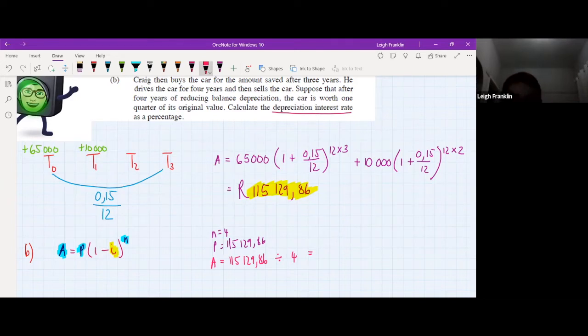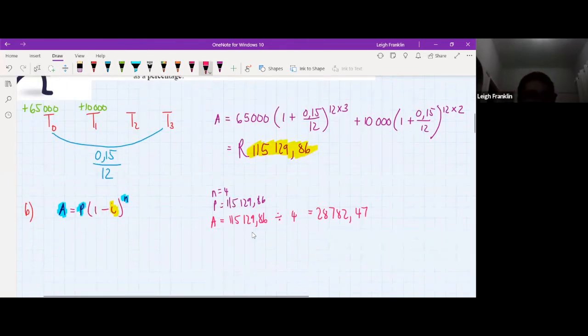Okay, so that's going to be our A, 28,782.47. Because the car is worth a quarter of what it was, its now accumulated value is going to be a quarter, so we had to divide it by 4. So we've got the 28,782.47 is our A equals P, 115,129.86, and here (1 minus i) to the power of 4.